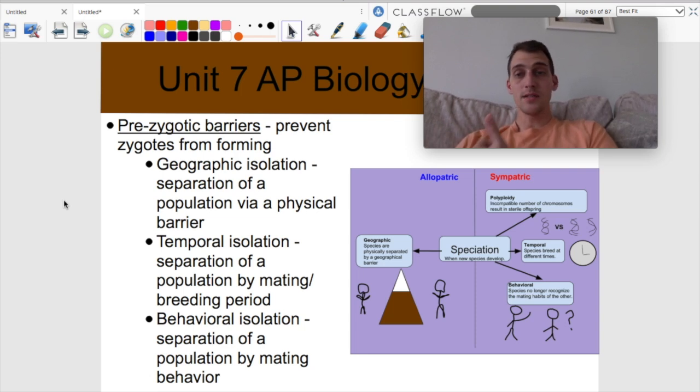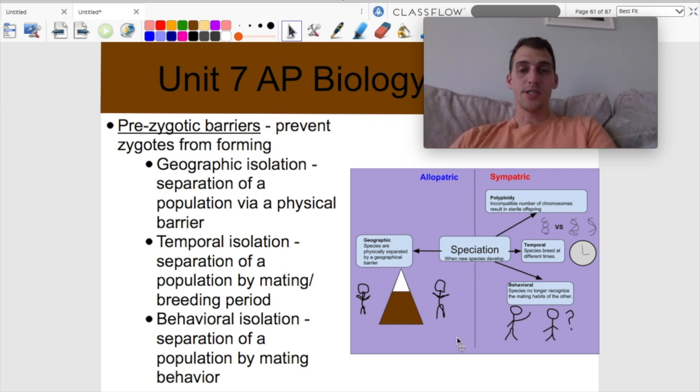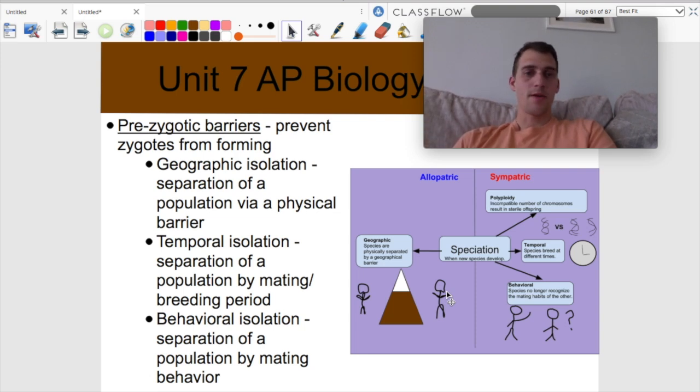There's geographic isolation, where there's a physical separation of populations by some kind of geographic barrier, a river, a mountain range, maybe a city. That's geographic isolation. Temporal isolation is separation of a population into two or more based on mating or breeding periods. And third, behavioral isolation is separation of a population by mating behavior. They no longer recognize the mating habits of the other, based on this picture that I have over here. I don't even know where this came from, but it does a pretty good job.